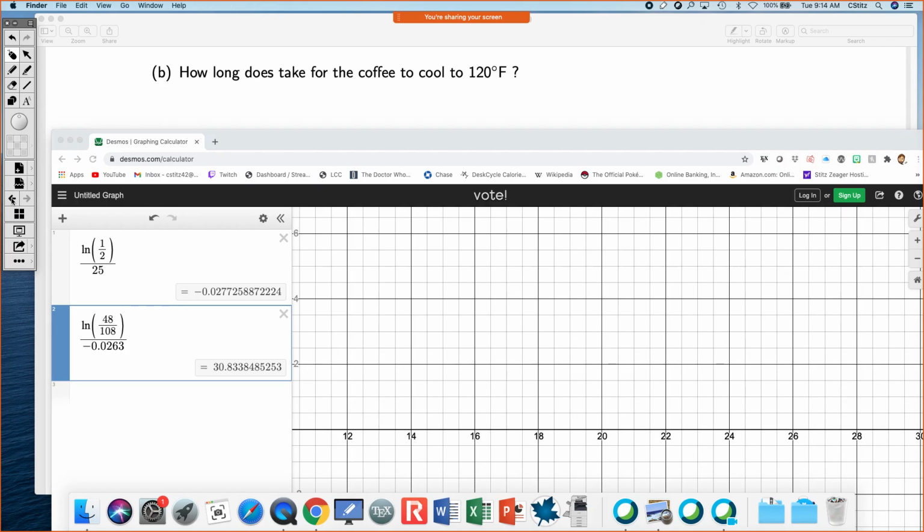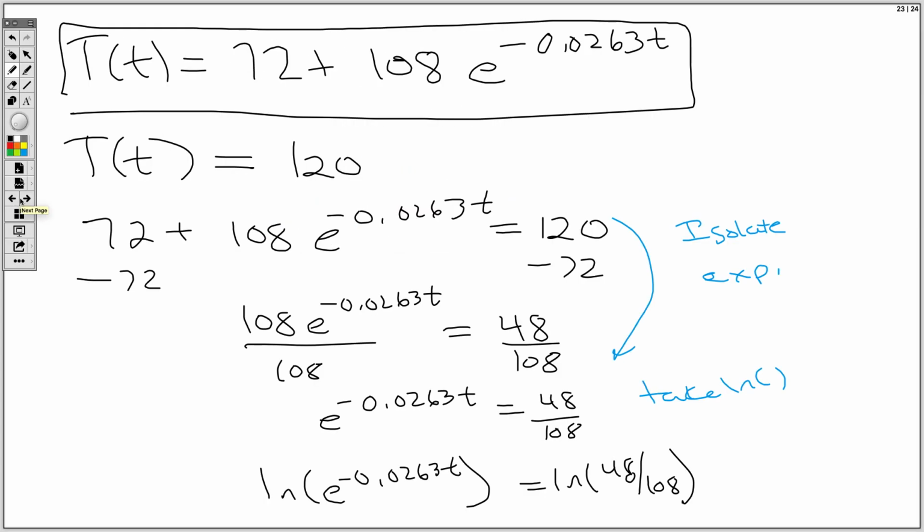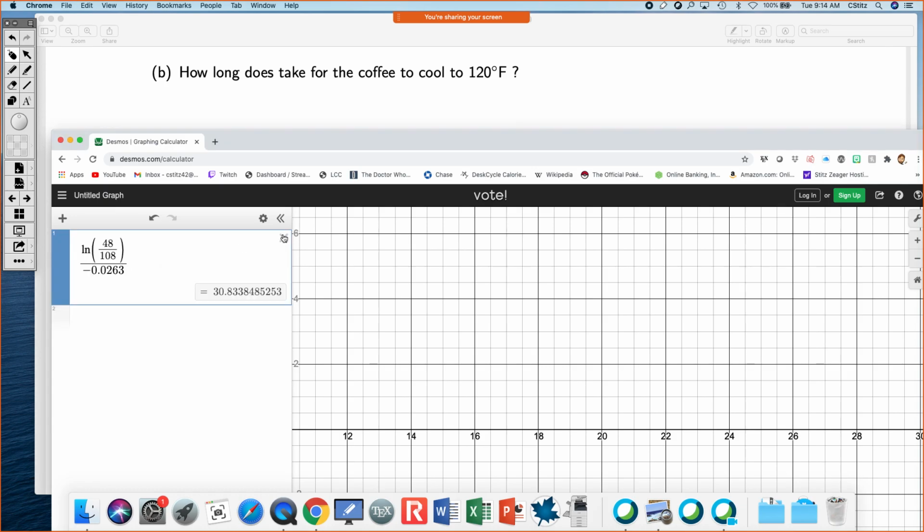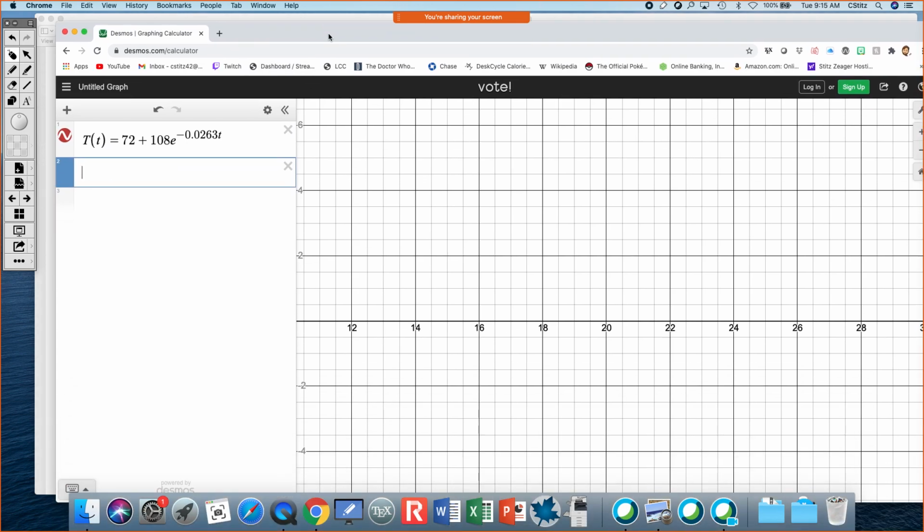So to get to the horizontal asymptote, let's look at our original function here: 72 plus 108 e to the negative 0.0263 t. So let's dial it into Desmos. And we'll look at the horizontal asymptote three ways. All right, so what are the three ways we look at the horizontal asymptote? Well, the first way is we'll just think about what it should be.